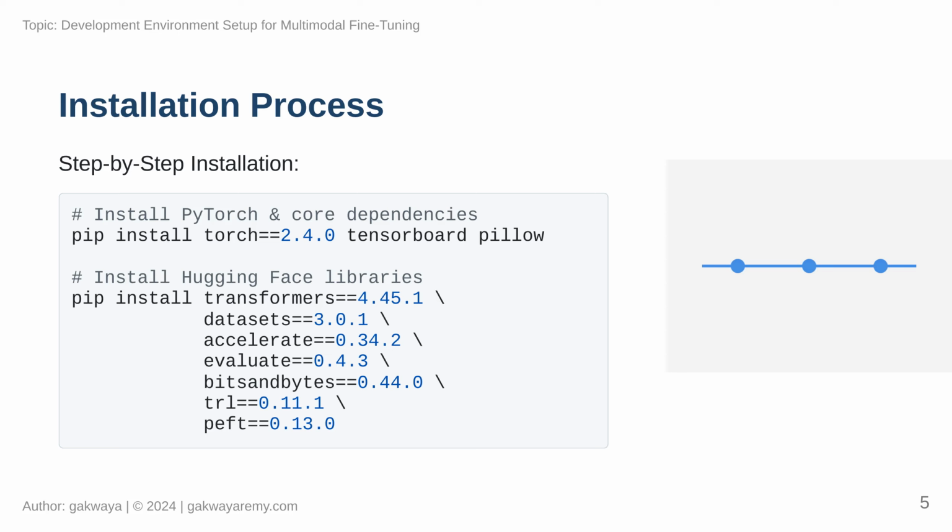The installation process follows a specific order to ensure proper dependency management. We start with PyTorch as our foundation, then add Hugging Face libraries. It's important to use the specified versions to maintain compatibility. The visualization shows the linear progression of our installation process.